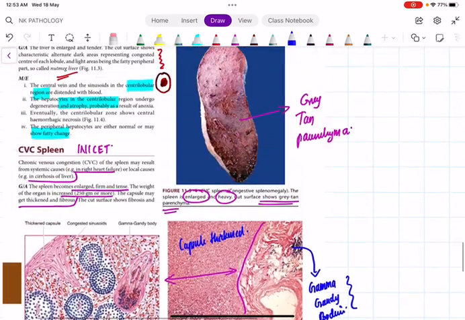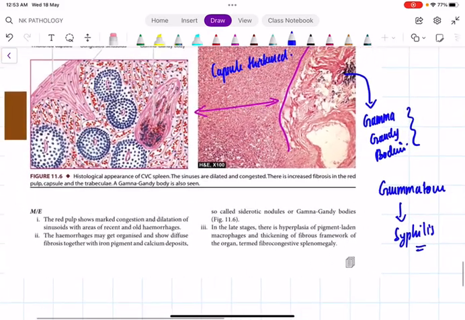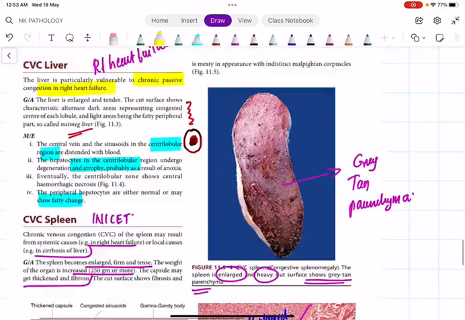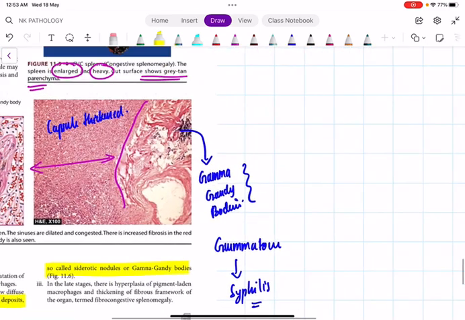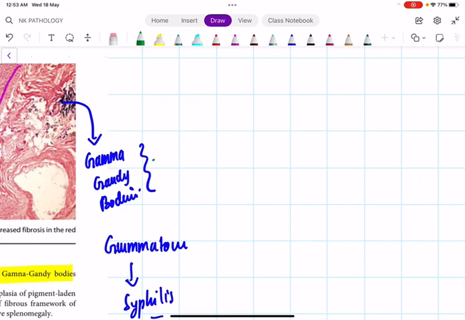So what else in CVC spleen? Let us see the microscopy. You can see that the red pulp will be congested, and there will be hemorrhage, like I have told, like centrilobular hemorrhages. In liver I told you that is central hemorrhagic necrosis. Similarly, there will be hemorrhages here, and this hemorrhage along with fibrosis and iron and calcium pigment, we call it siderotic nodules or Gamna-Gandy bodies. So here comes the question. It has been asked once in AIIMS, what is the composition of Gamna-Gandy bodies? It contains iron plus calcium plus fibrous tissue.